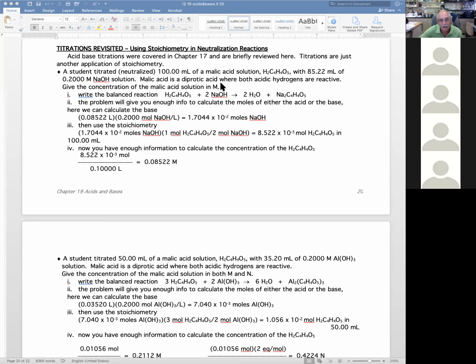So then I have to use stoichiometry to get into that concentration. I got that many moles of the hydroxide, 2 moles of hydroxide for every 1 mole of malic acid, and here is the moles of malic acid. That malic acid is in 100 milliliters. So that is enough now to calculate the concentration. All you need is the moles and the volume, right?